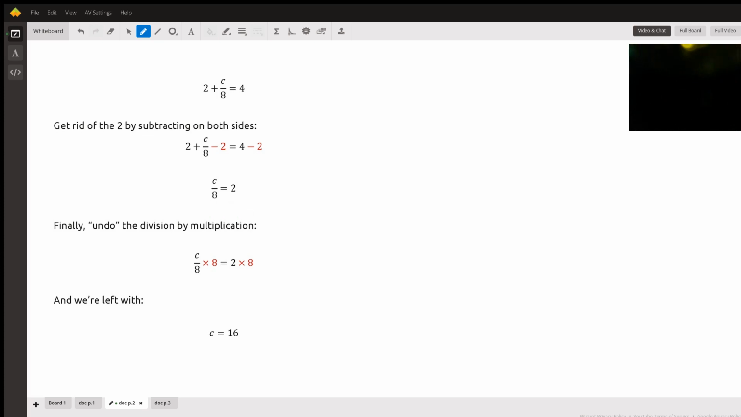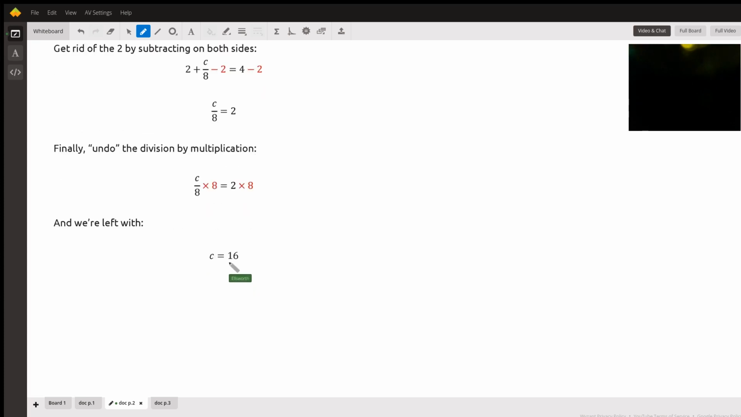We're getting close. There's only one thing left to do. Get rid of that 8. So what are we doing? We're dividing by 8. So what's the opposite of dividing? We multiply by 8. So you multiply this side by 8. So guess what? Multiply the other side by 8 as well. So you do that. C is left by itself. And 2 times 8 is 16. So our result is C is 16.